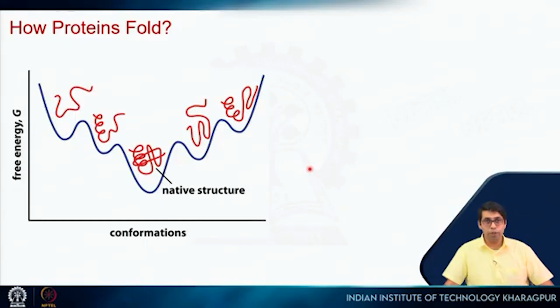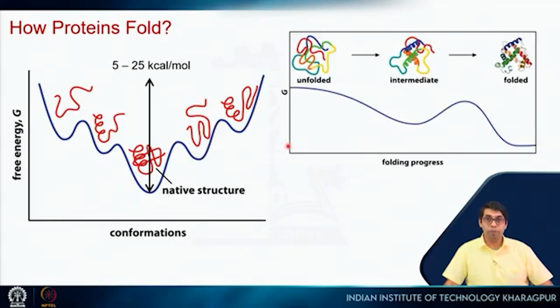So if we think about protein folding, we can think in terms of energetics. These are the different conformations, and this is the free energy. Unfolded structures will have higher energy, and the folded structure will have the lowest energy. So we can have all these different structures, and this is the final folded form. It turns out that the difference between unfolded and folded is not much. It is somewhere between 5 to 25 kilocalories per mole.